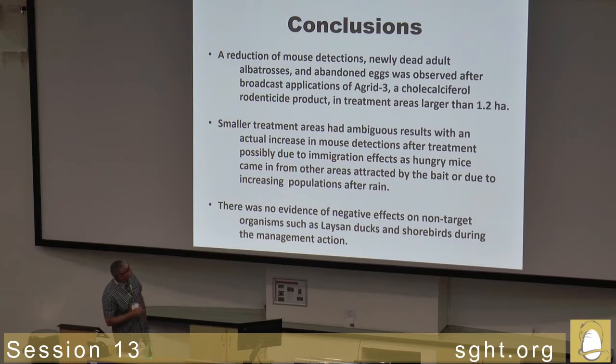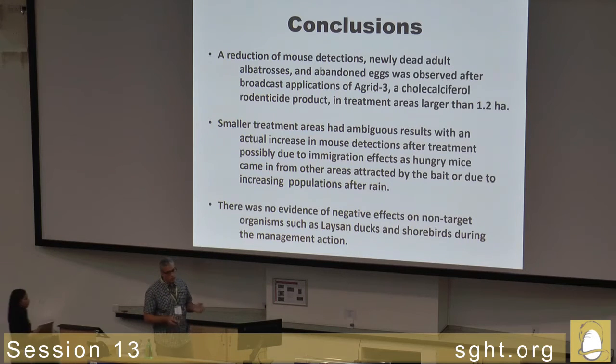Again, the smaller treatment areas had ambiguous results. Definitely bigger is better, but some of you who do some of this treatment do know that. And more importantly, because we did focus on the use of cholecalciferol, there's no evidence of any negative effects on non-target species. Thanks.